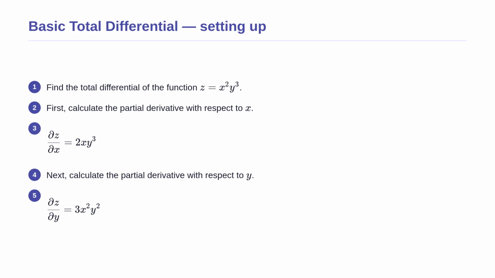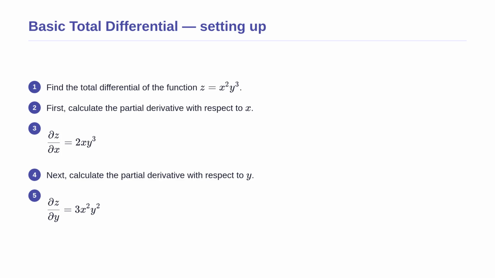First, we take the partial derivative with respect to x. We treat y as a constant number, so the y cubed term just sits there, unaffected. The derivative of x squared becomes 2x, giving us 2x times y cubed. Next, we take the partial derivative with respect to y. This time, x is treated as a constant.